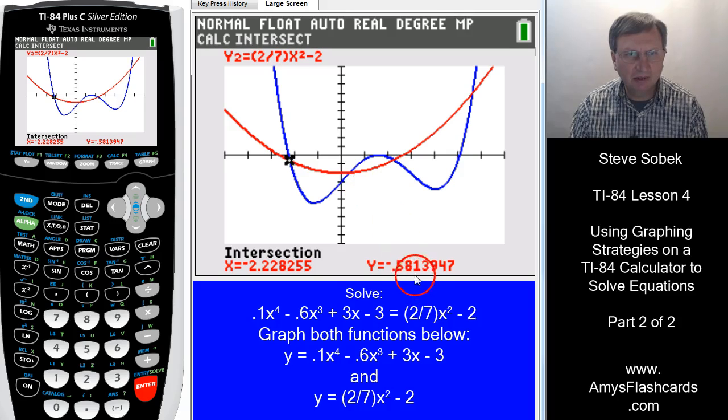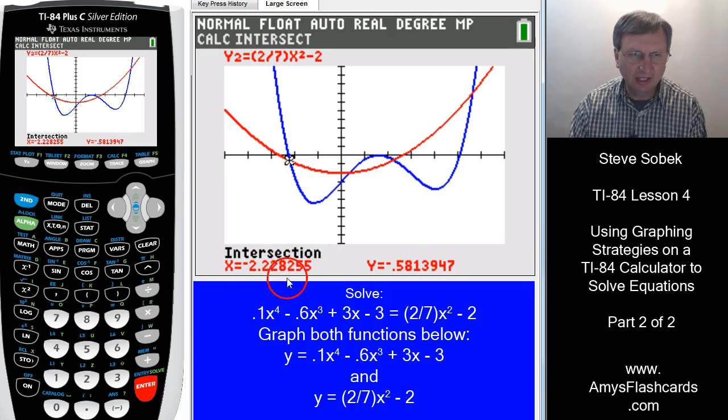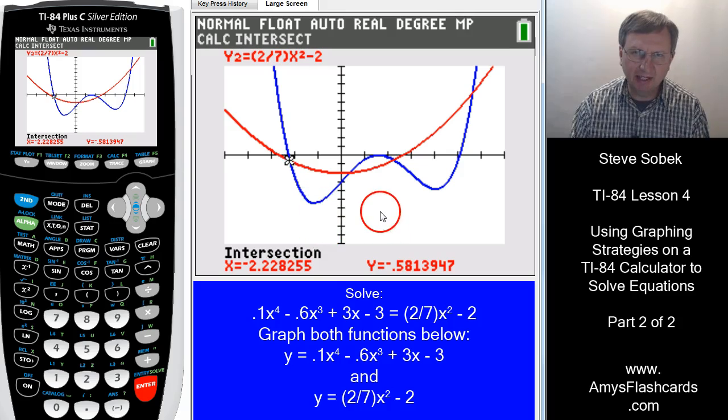By the way, do we care what the y value is? No, we don't. All we care about is what x value makes the y values the same. It doesn't matter what they are, because as long as it makes them both negative 5.8, negative 5.8 equals negative 5.8 is true, and thus that x value that made the equation true is the solution. The x value is the solution. We're not concerned about the y value in this application.